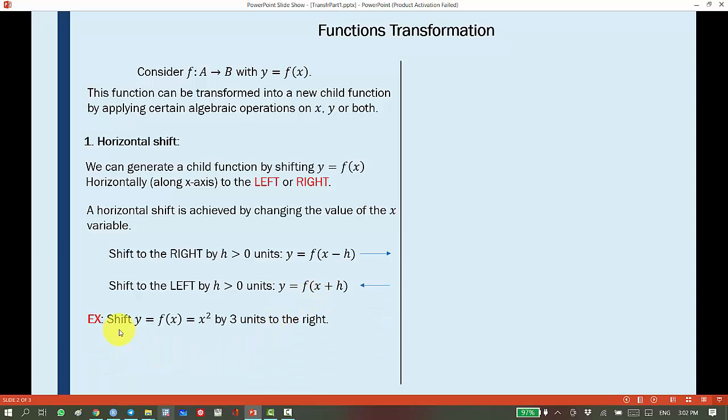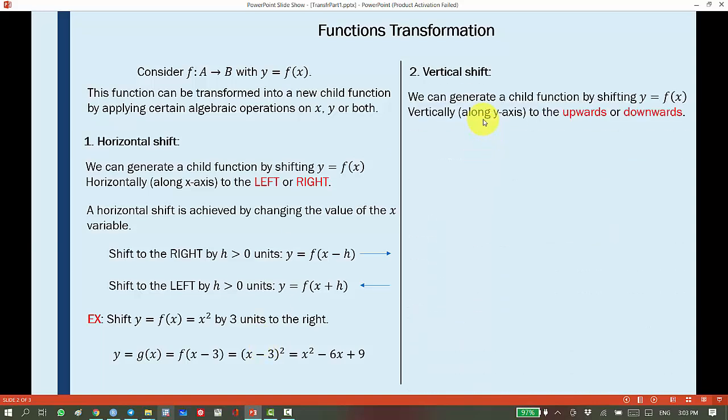For example, consider y is equal to f of x equal to x squared, which is a quadratic function, and shift it 3 units to the right. We know if we want to shift it 3 units to the right, we have to subtract 3 from x. Therefore, the equation of the new child function, which we call g, is equal to f of x minus 3. That is, 3 is subtracted from x on the right hand side as well, that is x minus 3 all squared, which is x squared minus 6x plus 9. In other words, this function g is a child of this function f, which is achieved by shifting the parent function 3 units to the right.